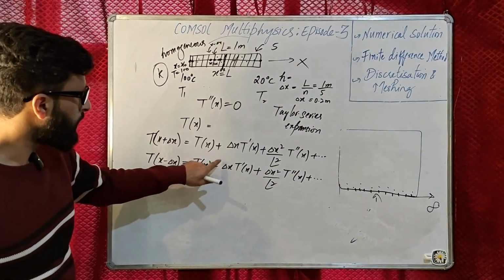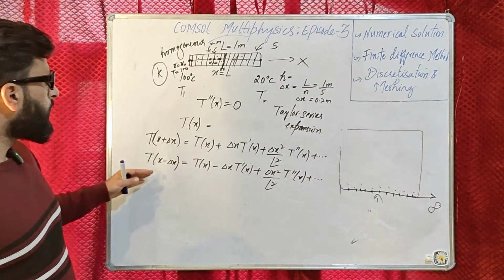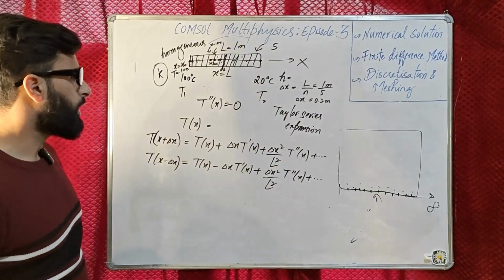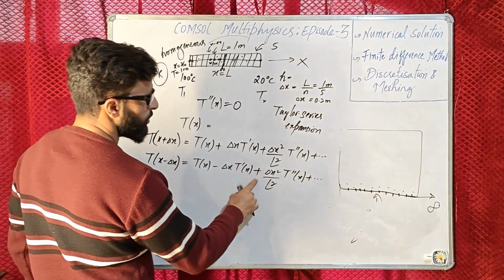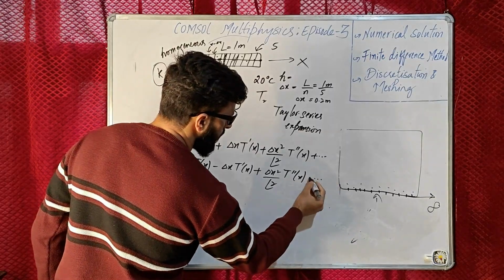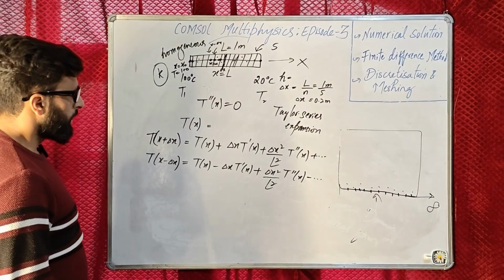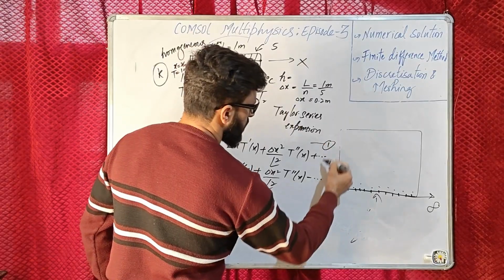The difference between the two is that the second equation alternates in sign: this is positive, this is negative, this is positive, and the second term is negative again. Now let's call them equation 1 and equation 2.